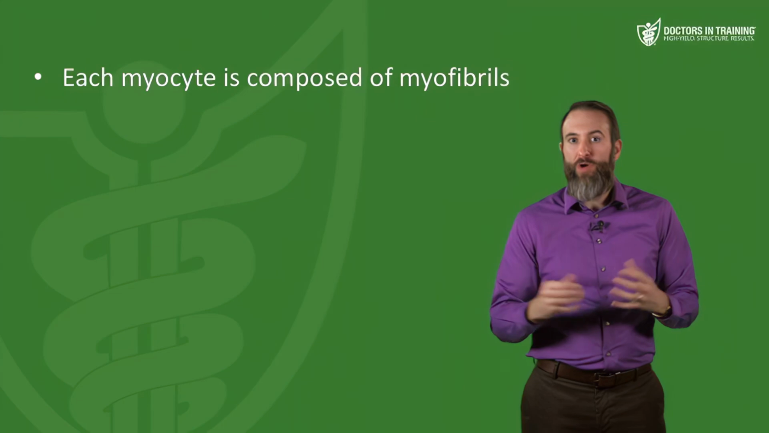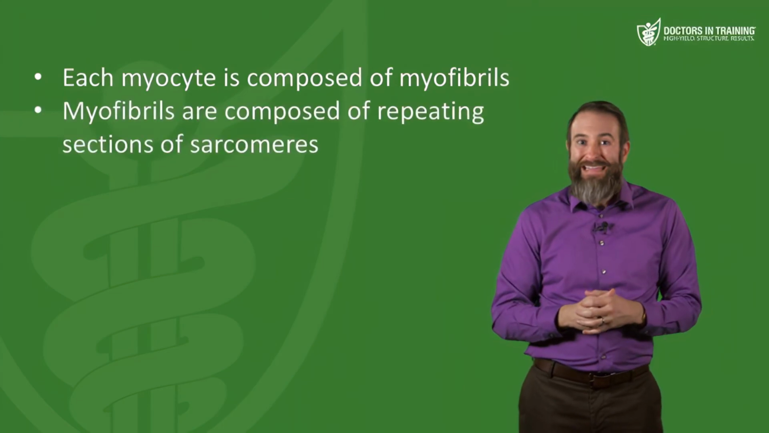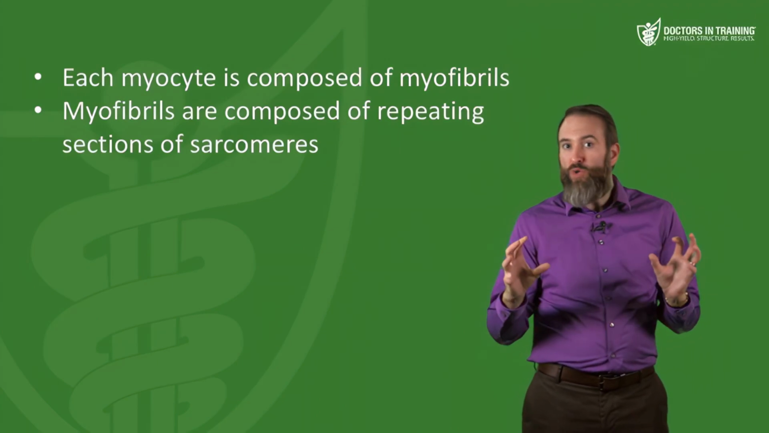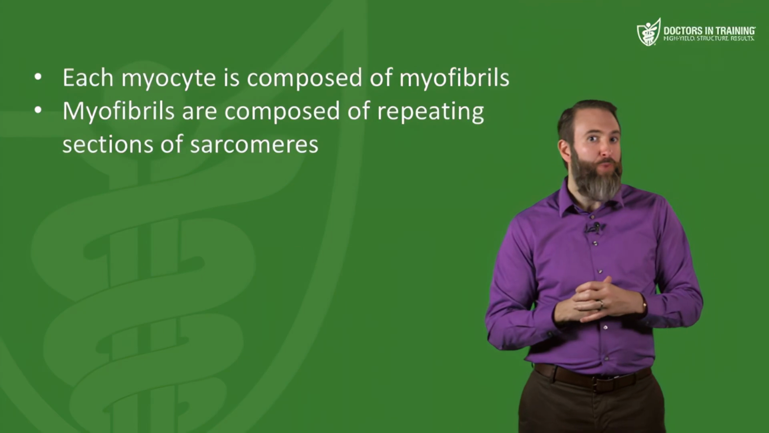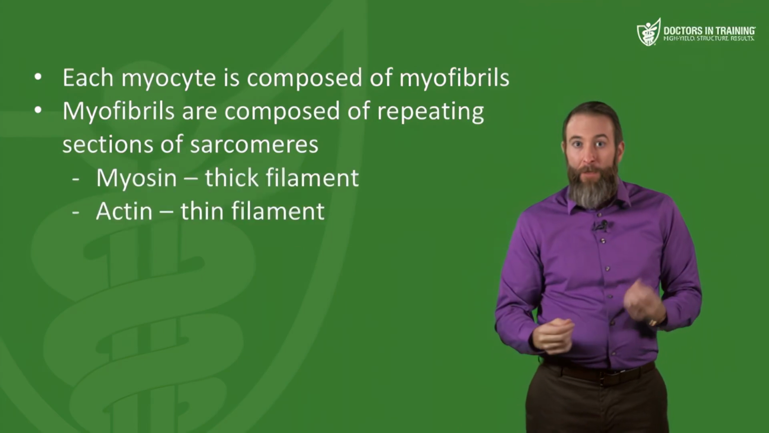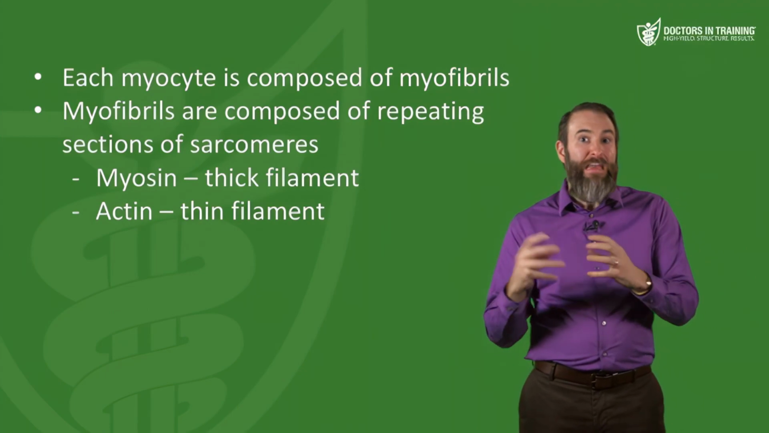Now let's move on to muscle conduction to contraction. A myocyte is a muscle cell. They are long, kind of tubular cells that have the ability to contract. Each myocyte is composed of myofibrils, and myofibrils are composed of repeating sections of sarcomeres. The sarcomere is the most basic unit of a muscle. The two most important proteins of a sarcomere are myosin and actin. Myosin forms a thick filament, and actin forms a rather thin filament.